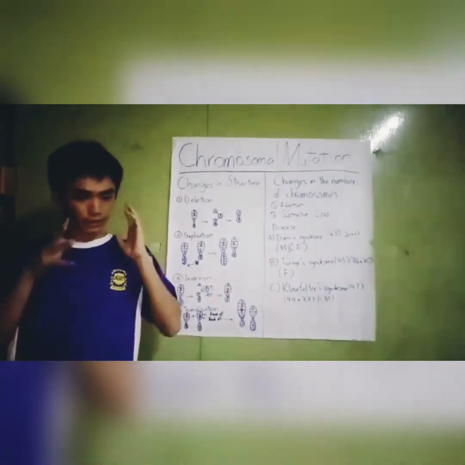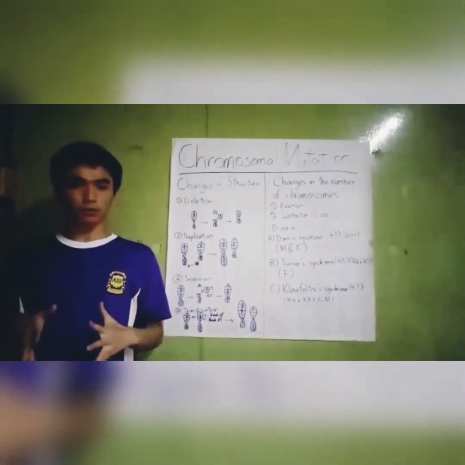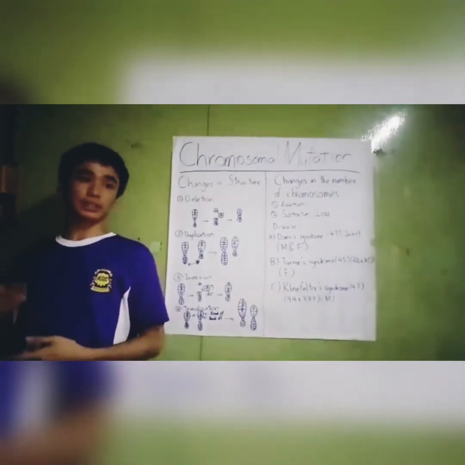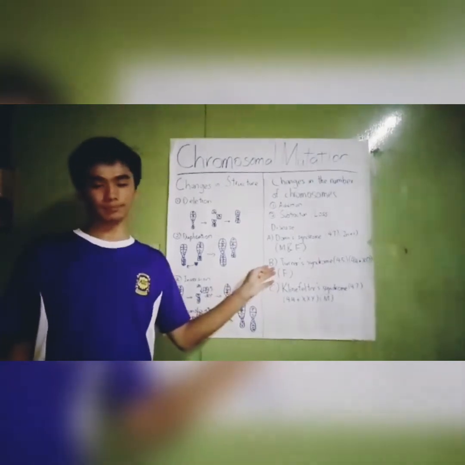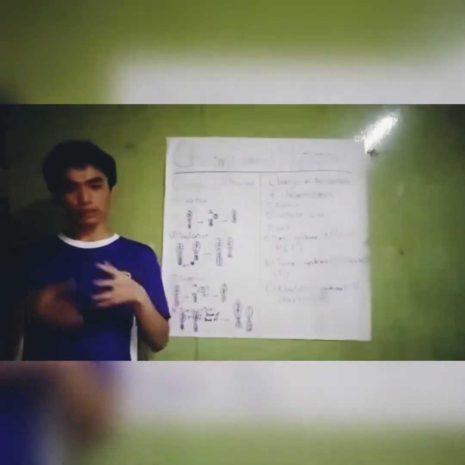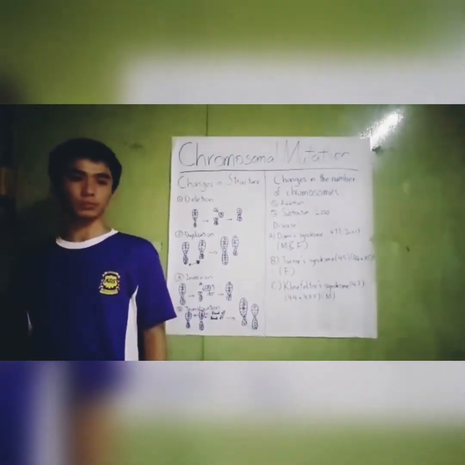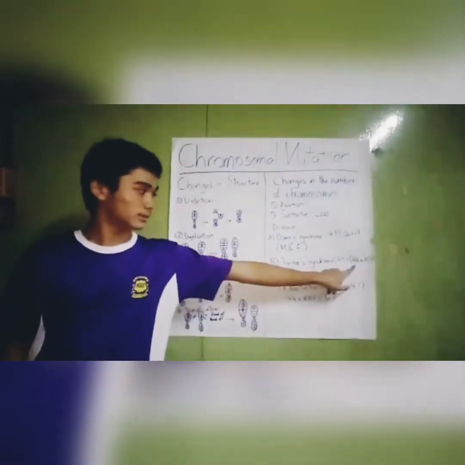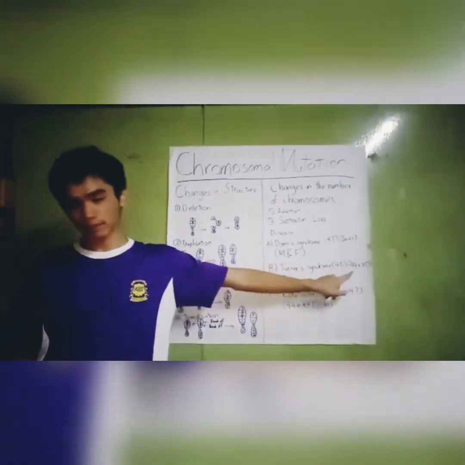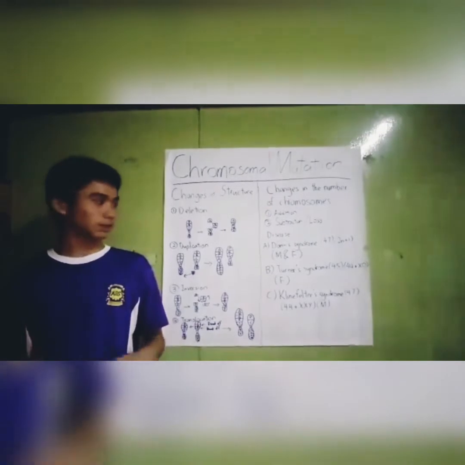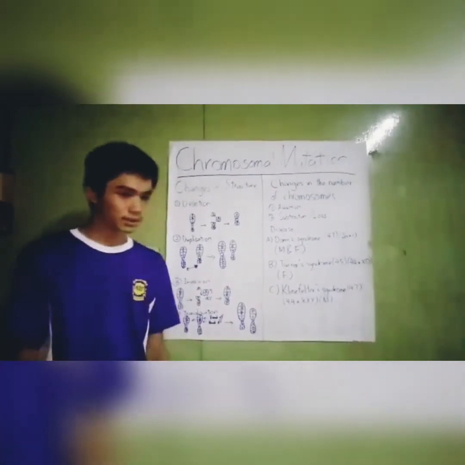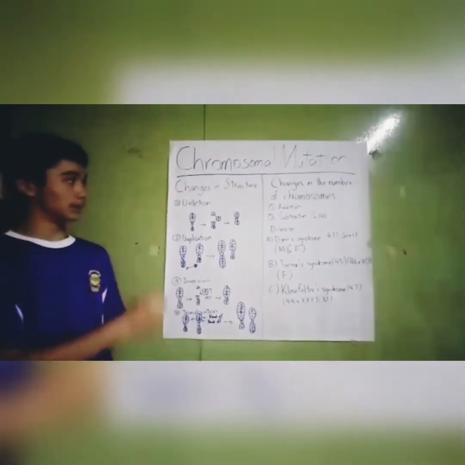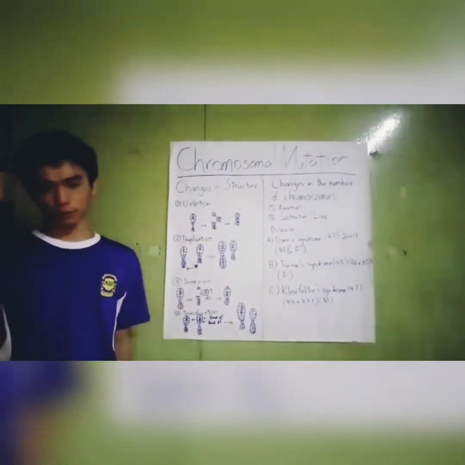If the number of chromosomes is 45, which is one chromosome less, it will become Turner syndrome, which is the loss of one sex chromosome. As can be seen here, if it is normal, it will be 44 plus XX. That is change in the number of chromosomes.